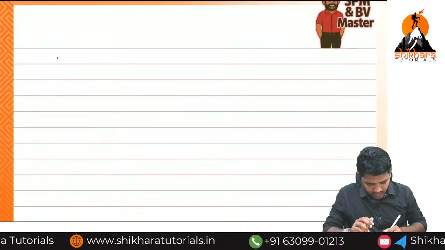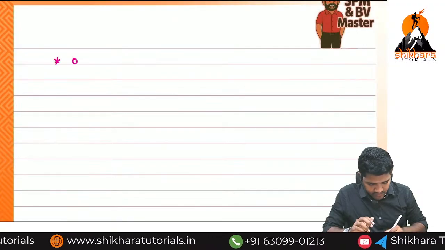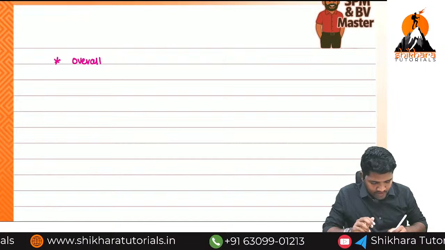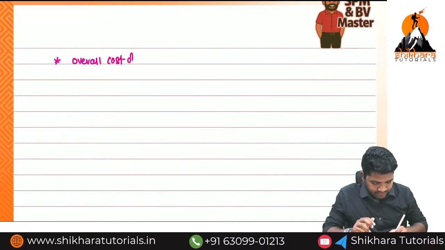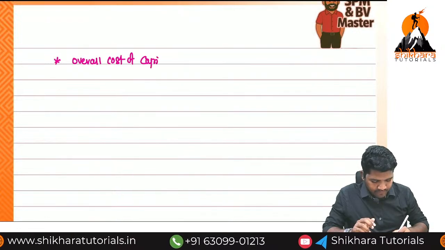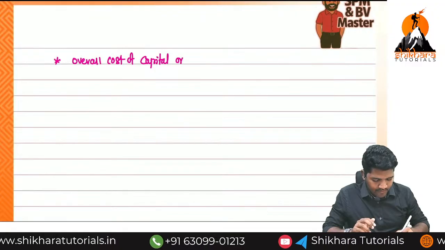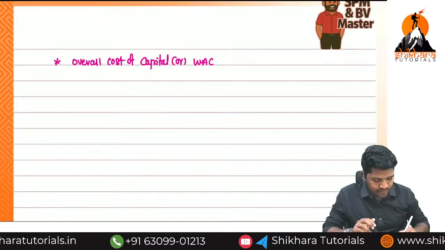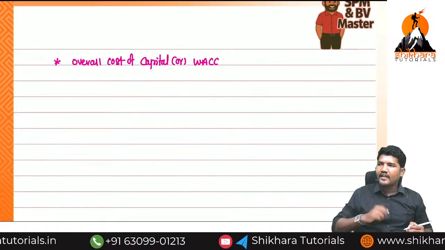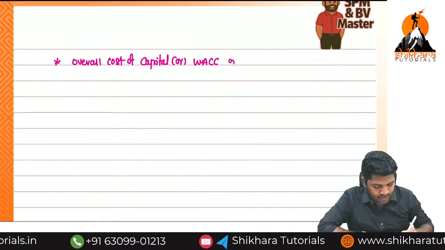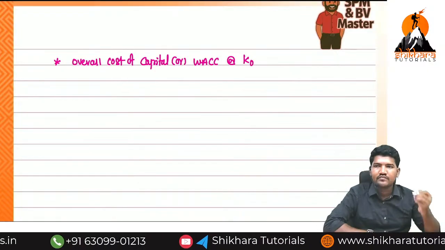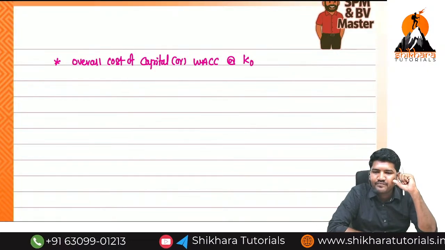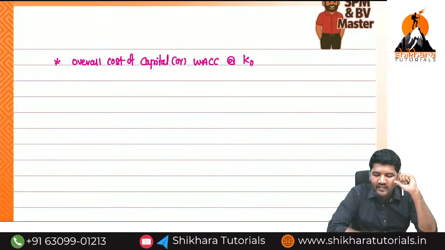Now see, important concept. Overall cost of capital, or weighted average cost of capital. Weighted average cost of capital is denoted with KO, guys.